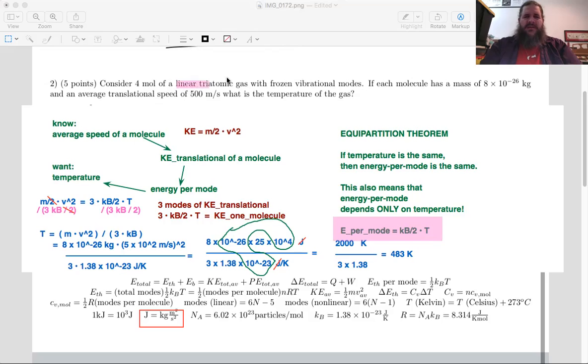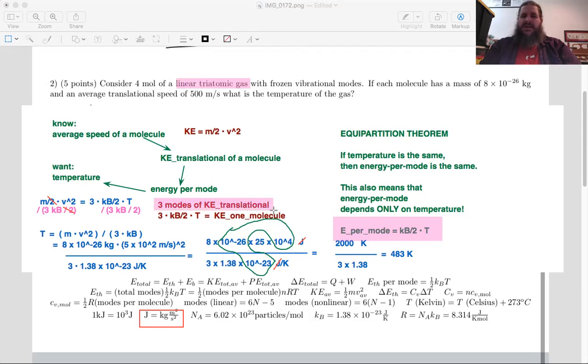Likewise, we didn't really need to use the fact that it's a linear triatomic gas. That information would tell us the total number of modes of a molecule. But we didn't really care about all the modes here. We only needed to worry about which modes. What were the only modes we actually needed to use in this situation? Yeah, specifically those three translational kinetic energy modes.